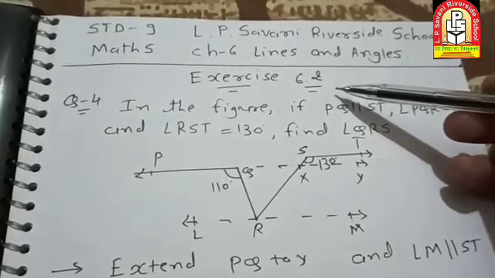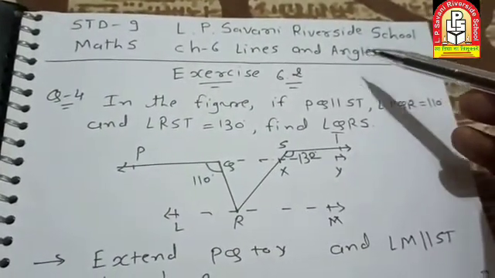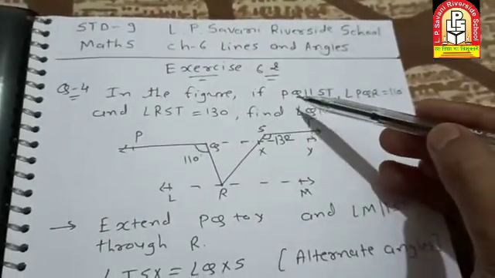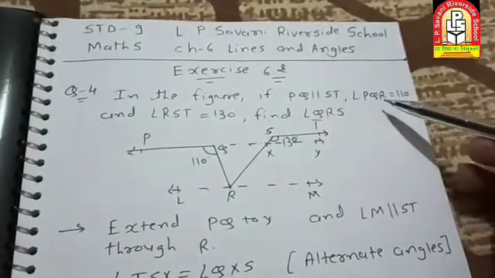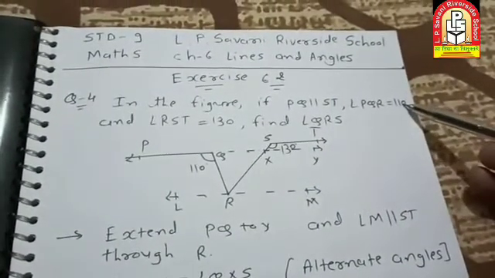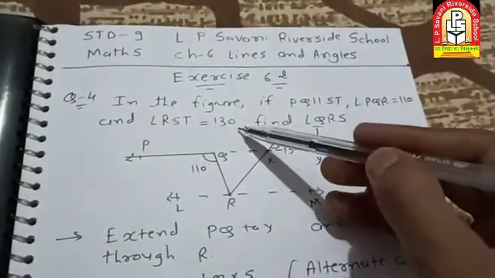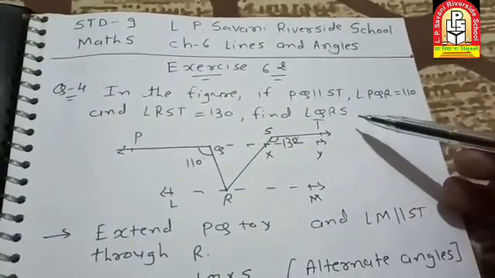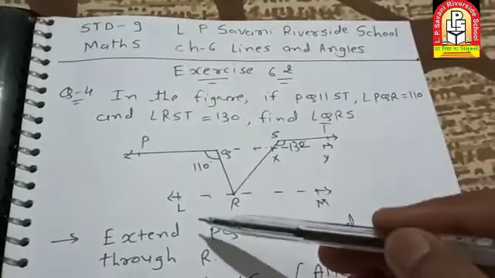Exercise 6.2 of chapter number 6, Lines and Angles. In question number 1, in the figure, if PQ is parallel to ST, angle PQR is 110 and angle RST is equal to 130, find angle QRS. Okay, first of all, focus on the figure.